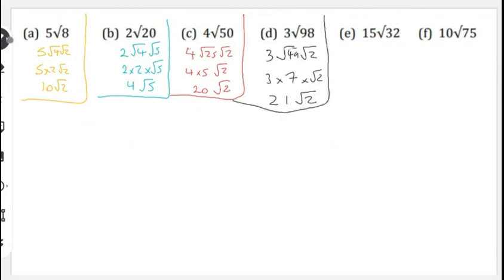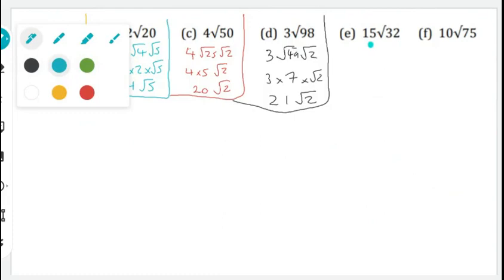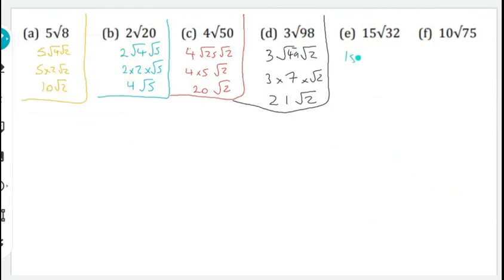The last one, I got 50 times square root of 3. So 15. 50. Oh, okay, wait. So 15 times. What did you get the square root of 32 to be?